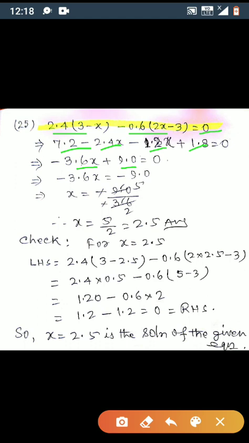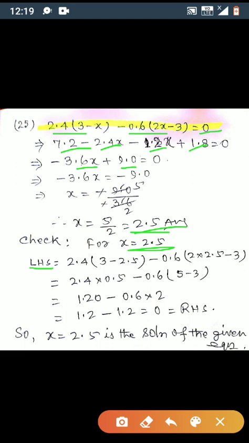It can be written as minus 2.4x minus 1.2x equal to minus 3.6x plus 7.2 plus 1.8 equal to 9.0 equal to 0. It can be written as minus 3.6x equal to 9 minus 9. So x equal to minus 9.0 by minus 3.6, minus minus plus, and 18 2s are 36, or 18 5s are 90. Therefore x equal to 5 by 2 or 2.5.